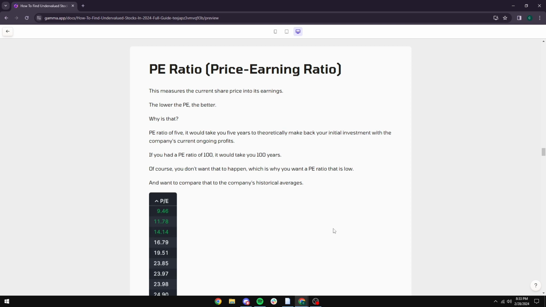PE ratio, price to earnings ratio. This measures the current share price relative to its earnings. The lower the PE, the better. Why is that? With a PE ratio of 5, it would theoretically take you 5 years to make back your initial investment with the company's current ongoing profits. If you had a PE ratio of 100, it would theoretically take you 100 years. Of course, you don't want to wait 100 years. You want a PE ratio that is on the lower end.